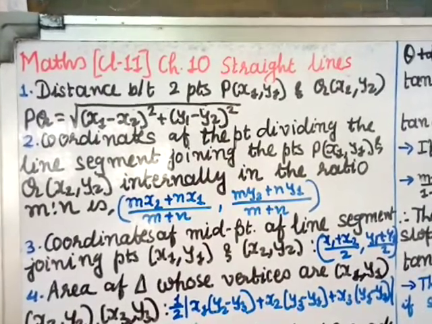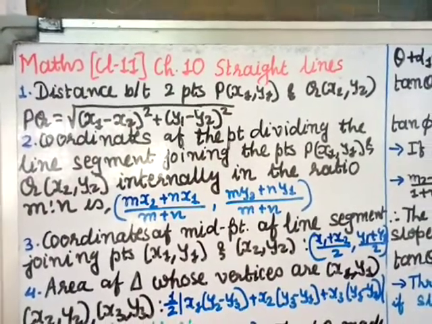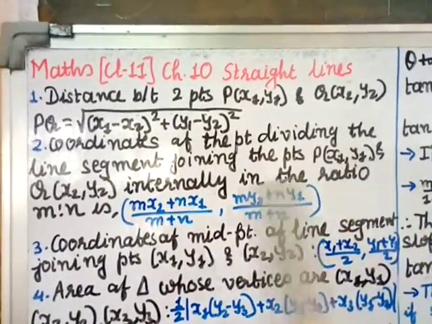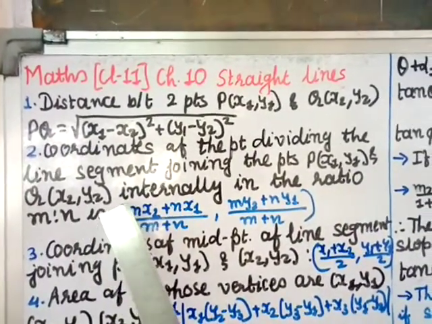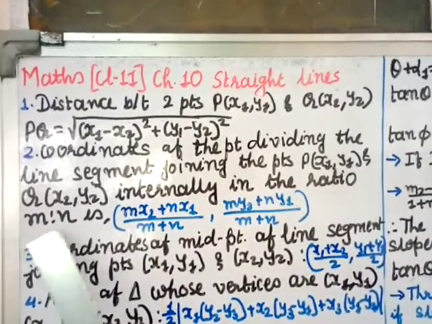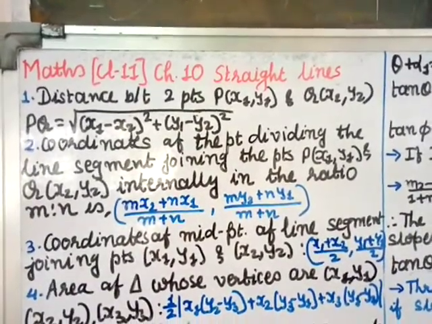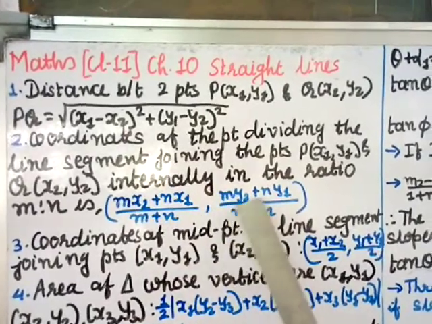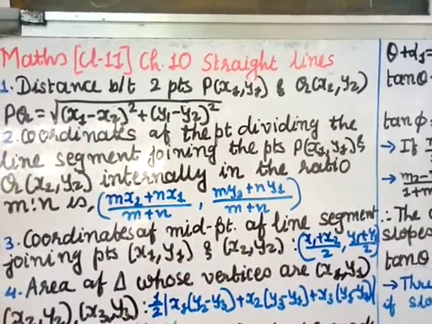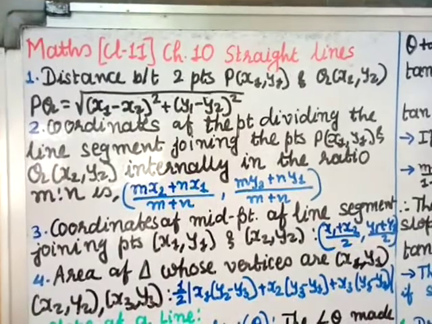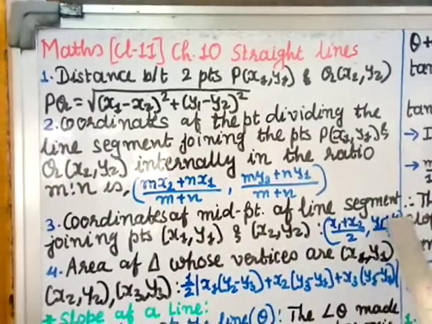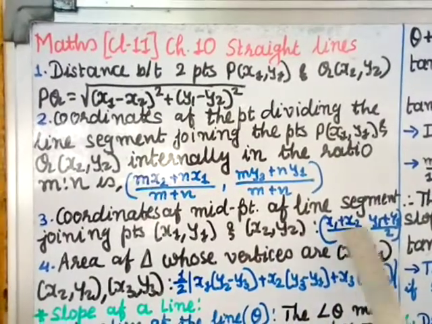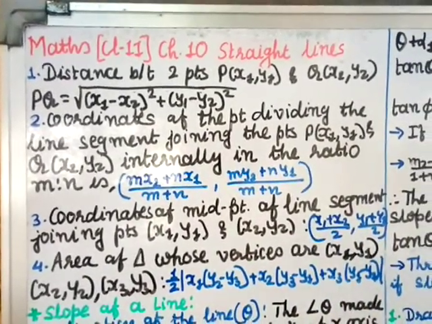Number 2. Coordinates of the point dividing the line segment joining the points P(x1, y1) and Q(x2, y2) internally in the ratio m is to n is given by the section formula: (mx2 plus nx1) divided by (m plus n) and (my2 plus ny1) divided by (m plus n). Number 3. Coordinates of the midpoint of the line segment joining points (x1, y1) and (x2, y2) is (x1 plus x2) by 2, (y1 plus y2) by 2.